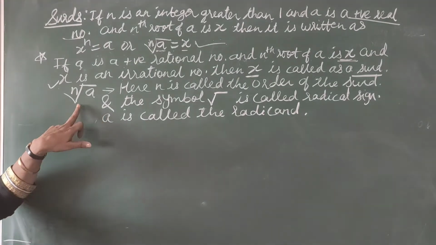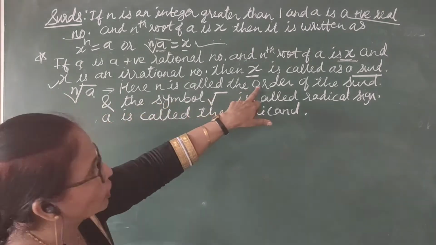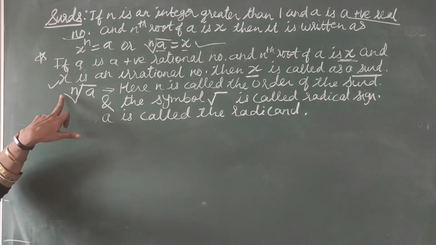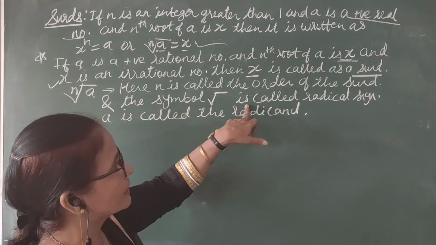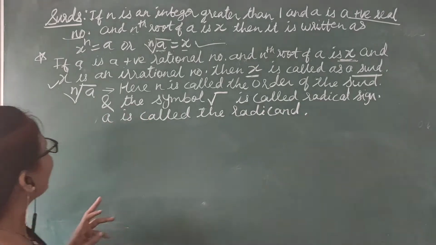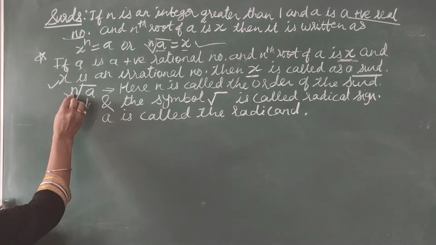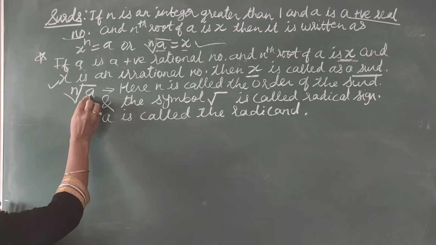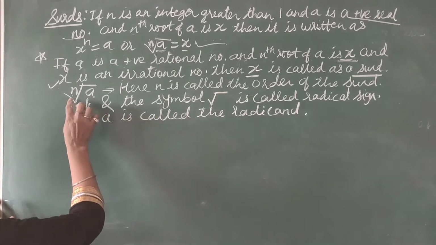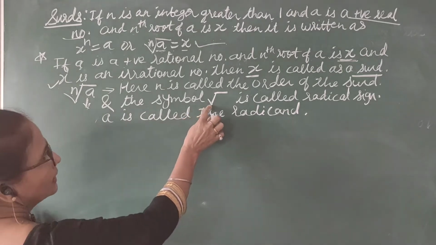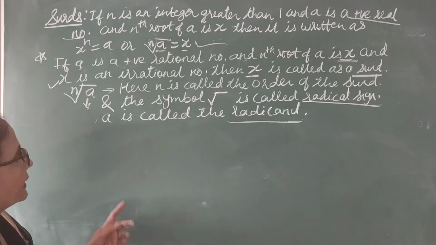Now if the question is written in this form, nth root of a, here this n is called the order of the surd, this symbol is called the radical sign, and this a is called the radicand. So n is the order of the surd, a is called the radicand, and this symbol is called the radical sign.